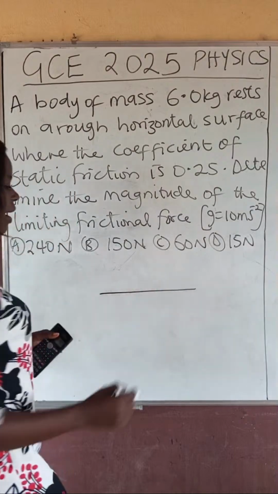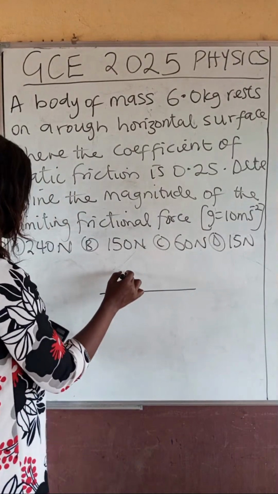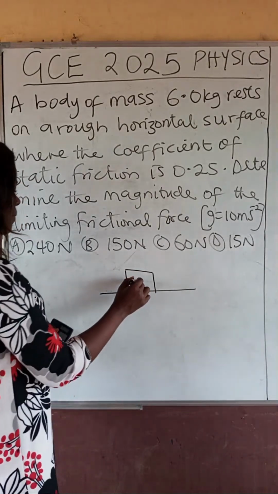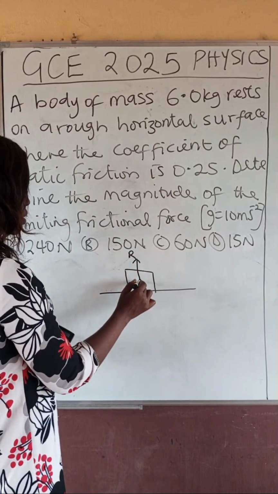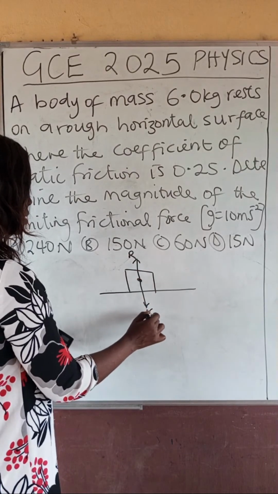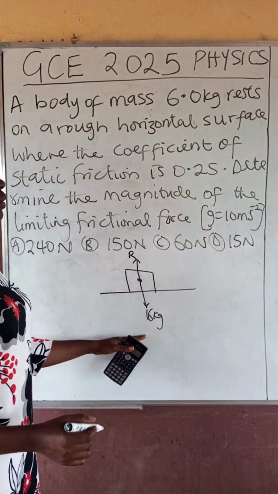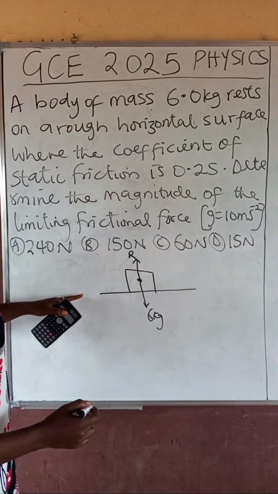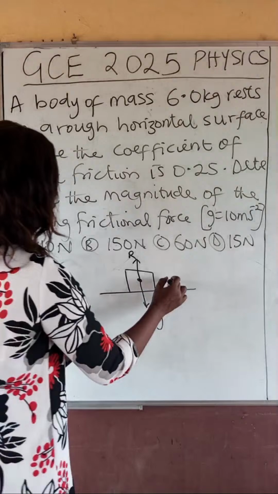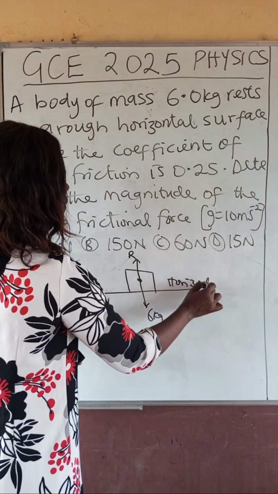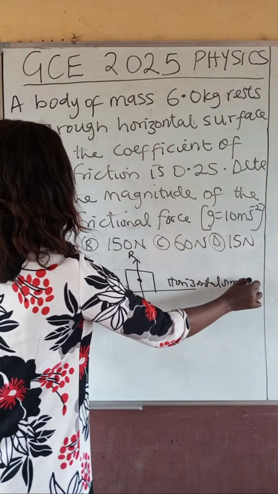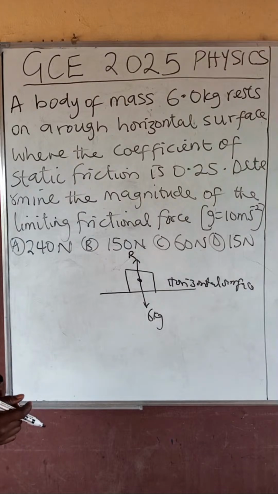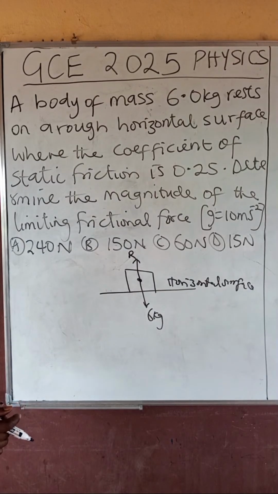Now, we have this body, and the mass of this body is 6.0 kilogram. This is my reaction, and this is my weight. Then on a rough horizontal surface, see the horizontal surface, the coefficient of friction is 0.25. What is the magnitude of the limiting frictional force?